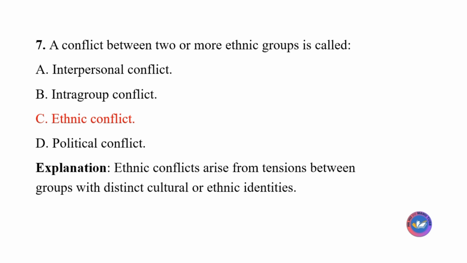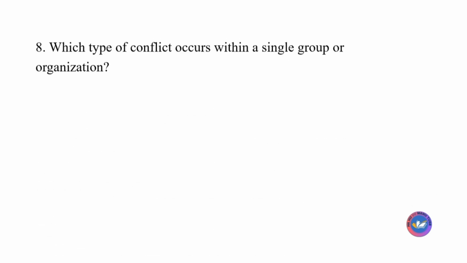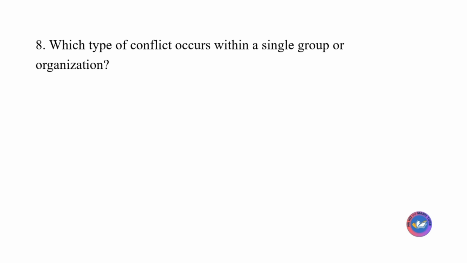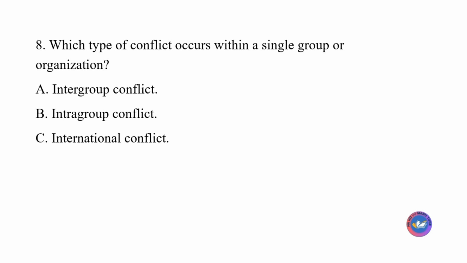Question number 8. Which type of conflict occurs within a single group or organization? A. Intergroup conflict. B. Intra-group conflict. C. International conflict. D. Political conflict.